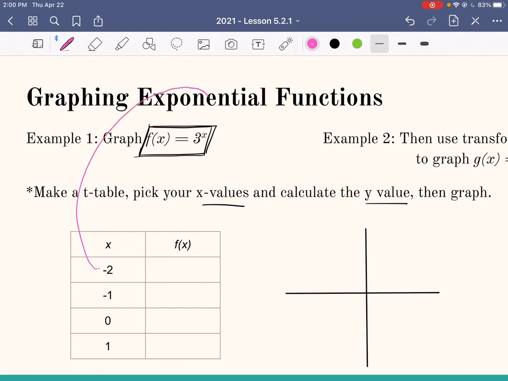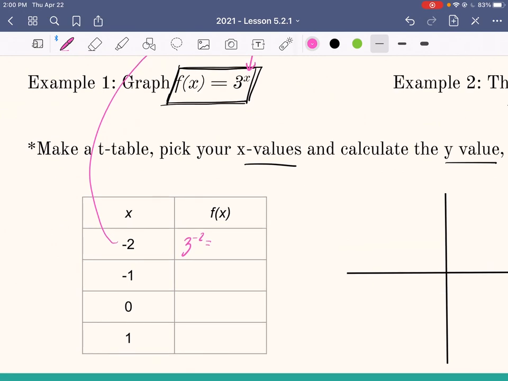So I'm going to start by plugging in -2 for x. Now you can do this over to the side, or you can just plug it directly into the other side of the table. So if I plug this in, I get 3 to the power of -2. That's where our negative exponent comes into play. So I'm going to flip this 3, take the reciprocal of the base, so it becomes 1 over 3 to the power of +2. And then 3 squared is 9. So I get 1/9, okay?